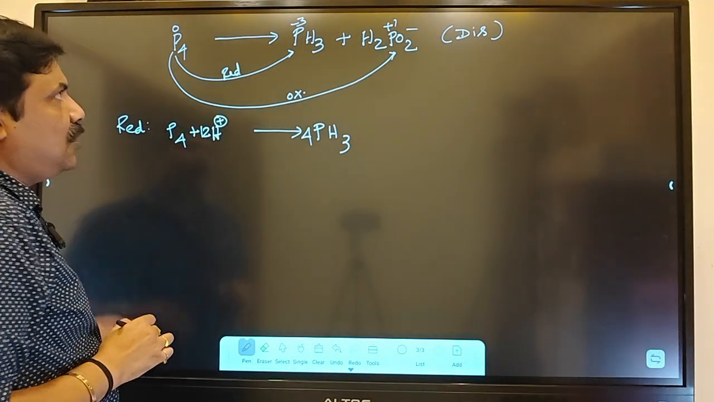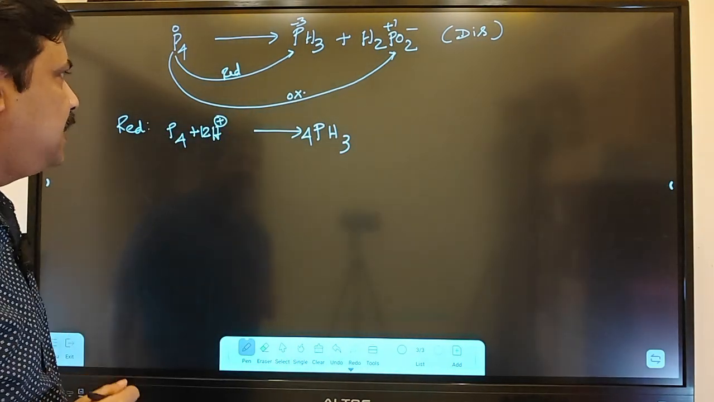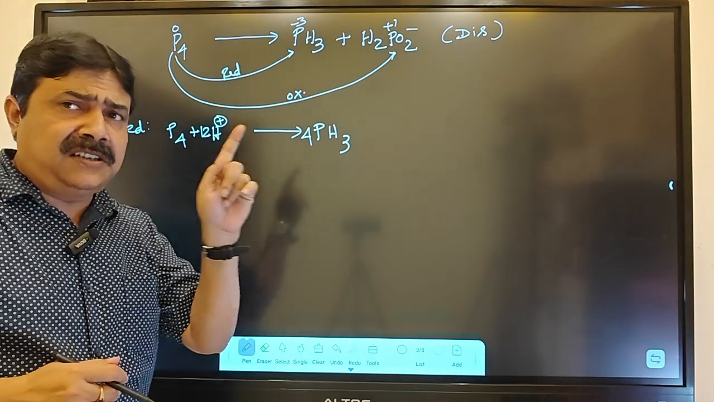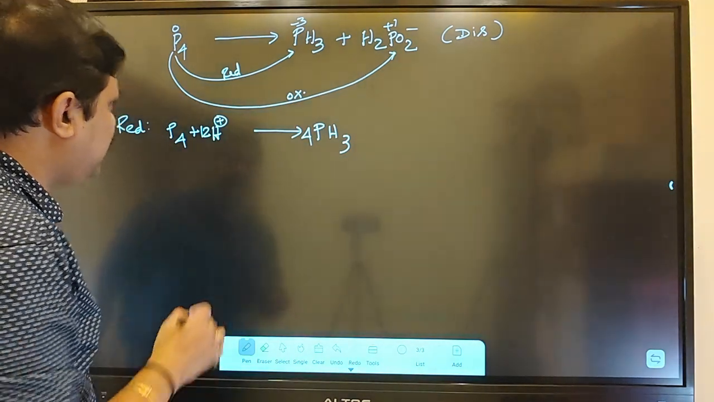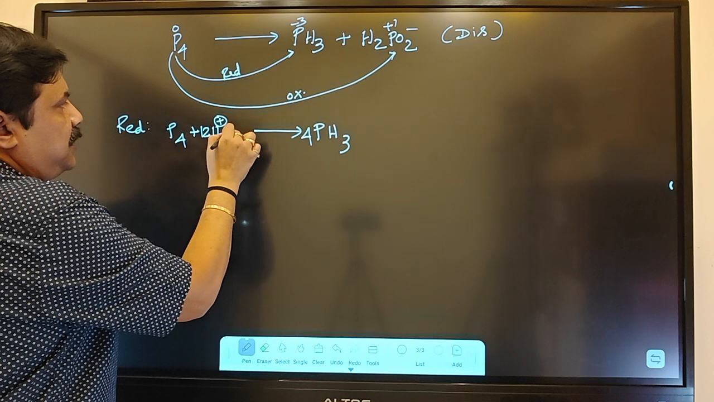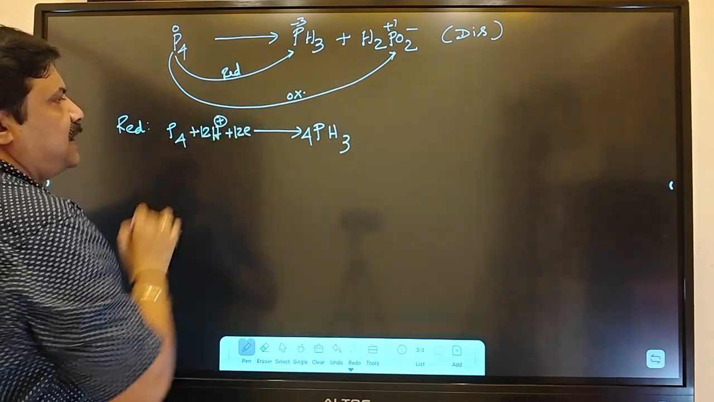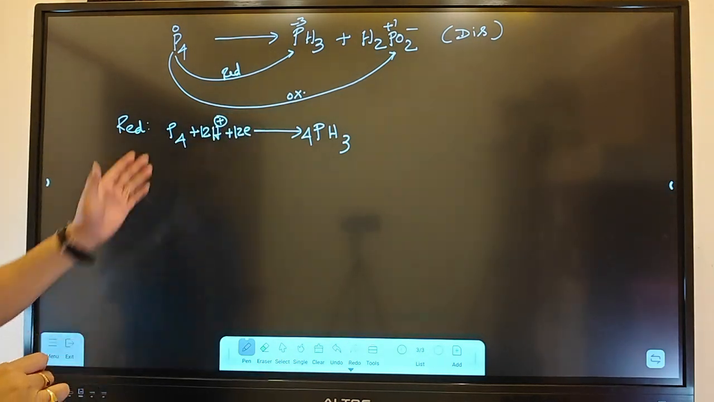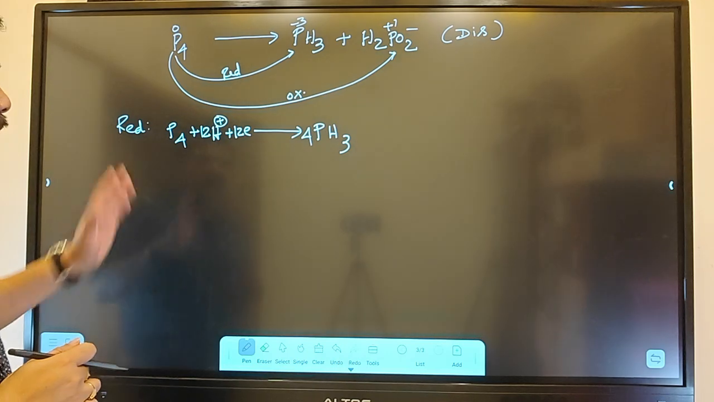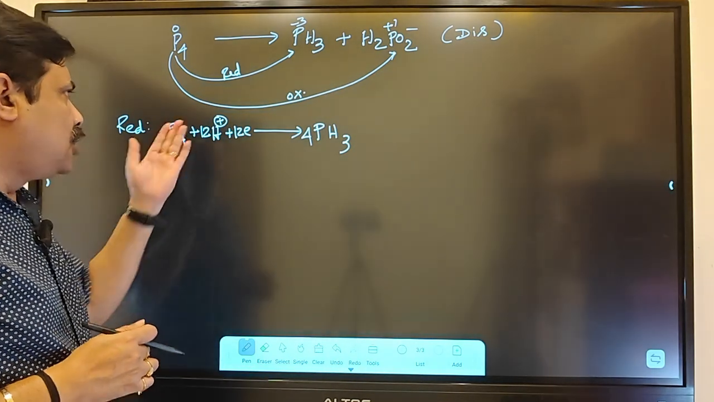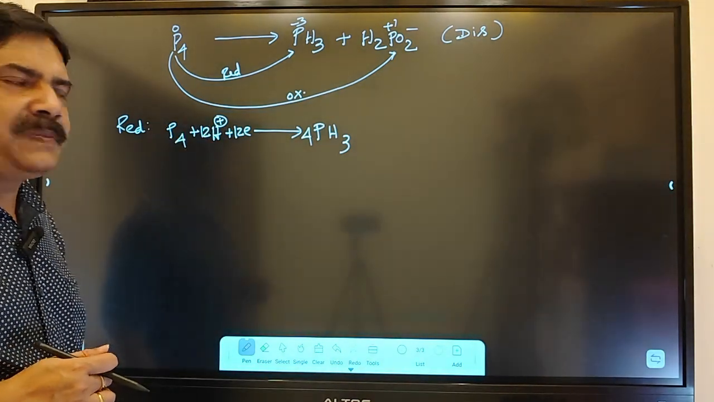You look at zero oxidation state going to minus 3. That means each phosphorus is gaining 3 electrons. With 4 phosphorus atoms, there will be 12 electrons gained. Now it is a balanced reaction. You look at the hydrogen balance, phosphorus balance, and overall charge, both sides are balanced: 12 positive, 12 negative, everything is balanced.